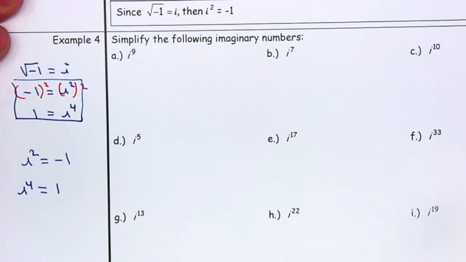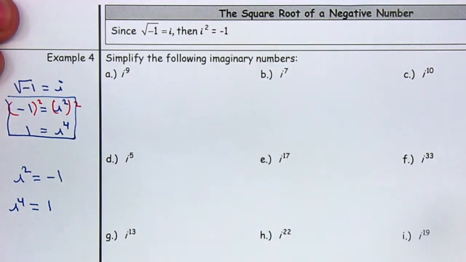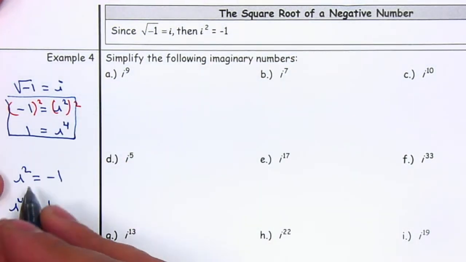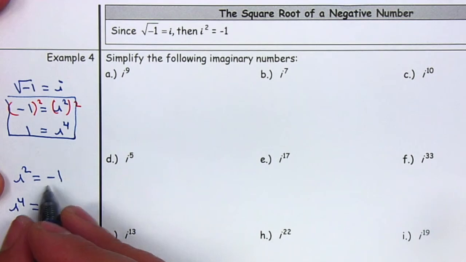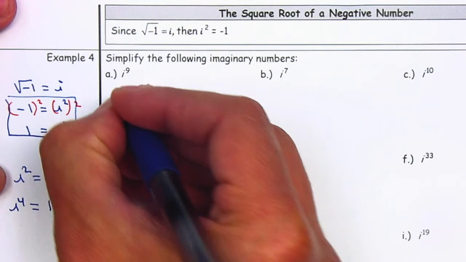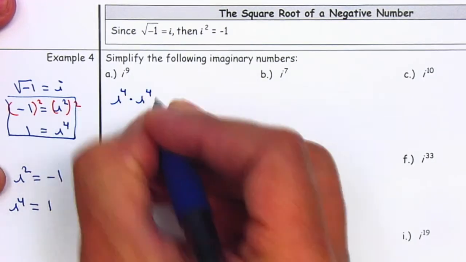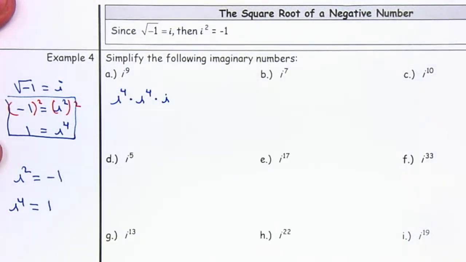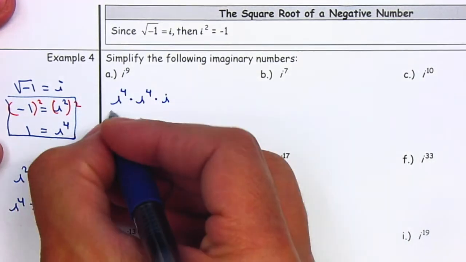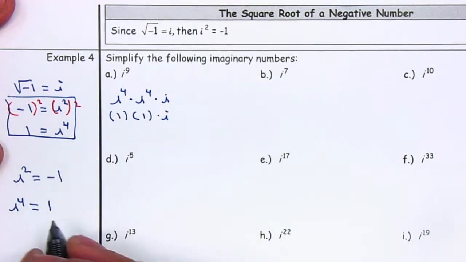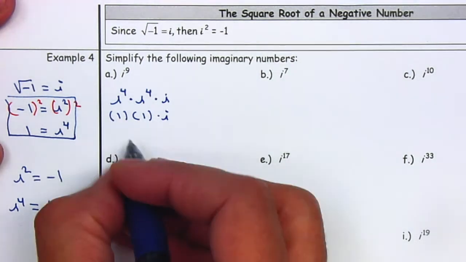And I'm going to use those definitions to be able to simplify imaginary numbers. So i to the 9, I can use any of those two, i squared or i to the 4th. So how many i to the 4ths are in i to the 9? 2. So i to the 4th times i to the 4th. How many more i's do I have left? Only 1. Now I know that i to the 4th is equal to 1, i to the 4th is equal to 1, and then we just have an i. So 1 times 1 times i will give me i.